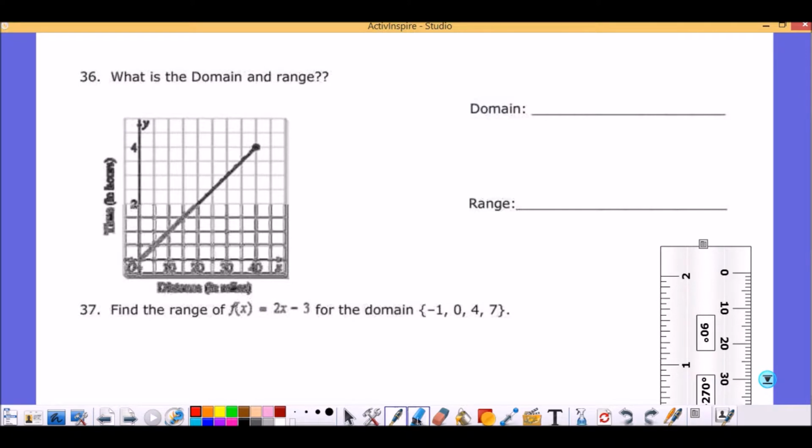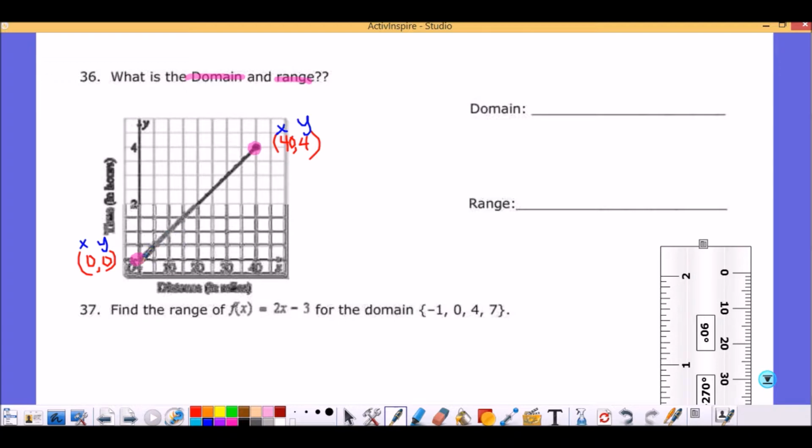Alright, so that means let's take a look at the graph. What is the domain and what is the range? Alright, so let's look at the domain first. So here's where my graph starts. This is going to be at 0, 0. And then let's take a look at where my graph ends right here. So this would be at 40, 4. Alright, so let's talk about what my x and my y values are. So here's my x, here's my y, here's my x, here's my y.